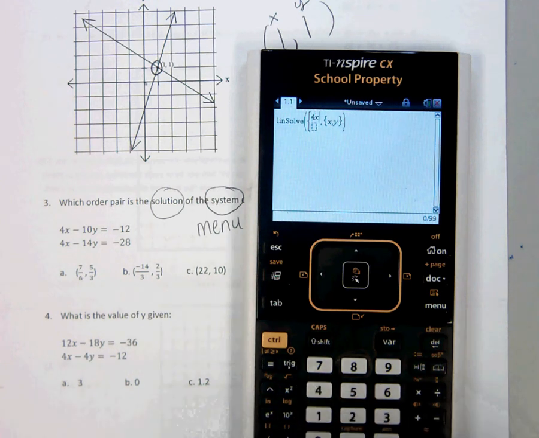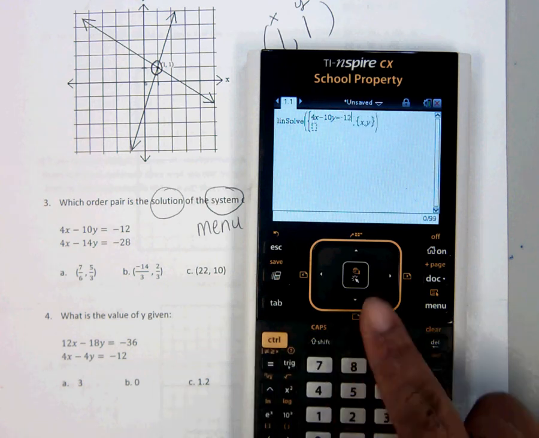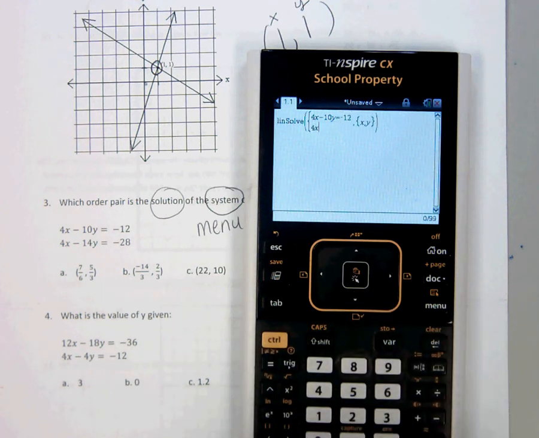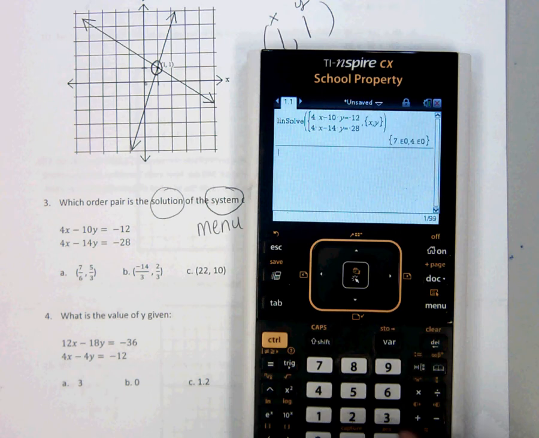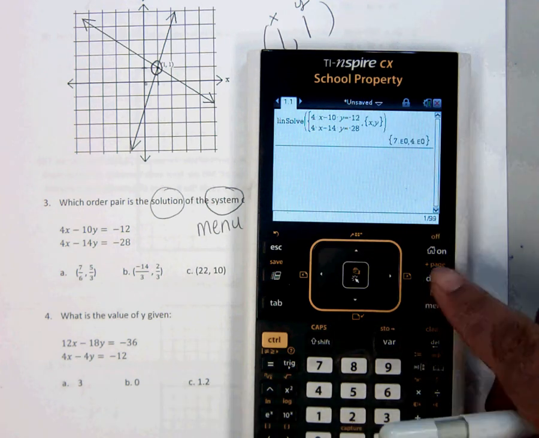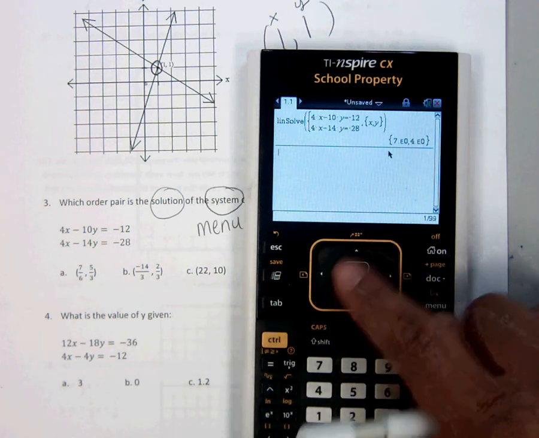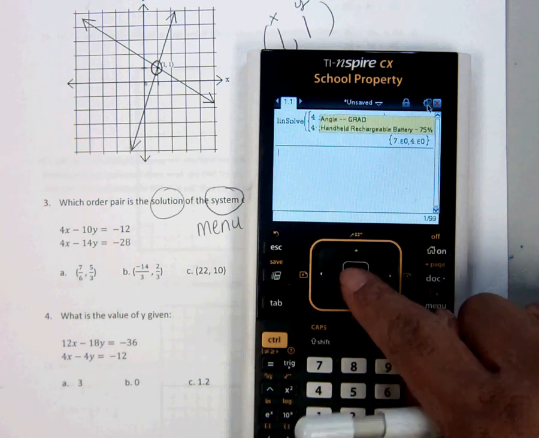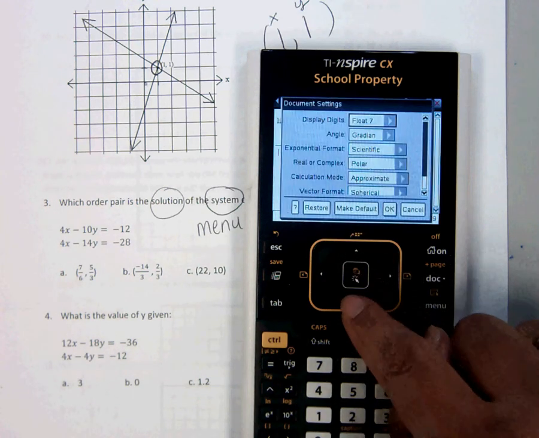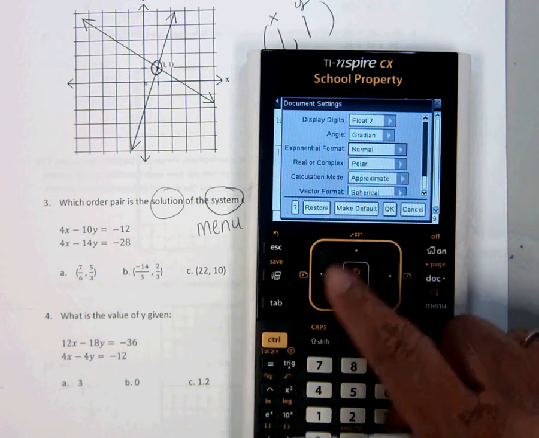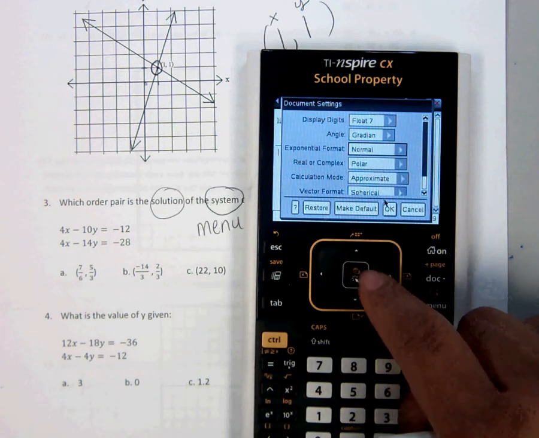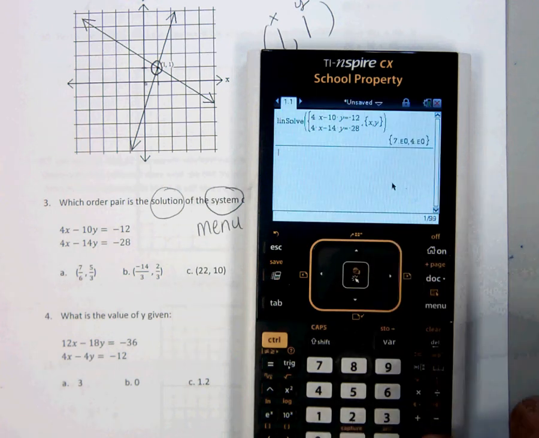And this is 4x minus 10y equals negative 12. 4x minus 14y equals negative 28. And someone did not like the settings in this calculator, so we're going to fix them. And no, you do not have to know how to do this. I'm just doing it on camera because I don't want to start over. And press OK. Let me redo that problem.